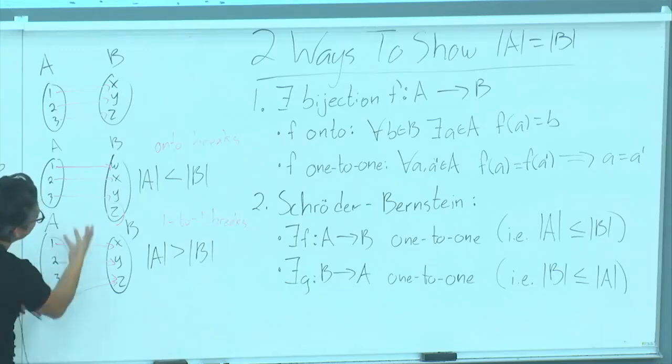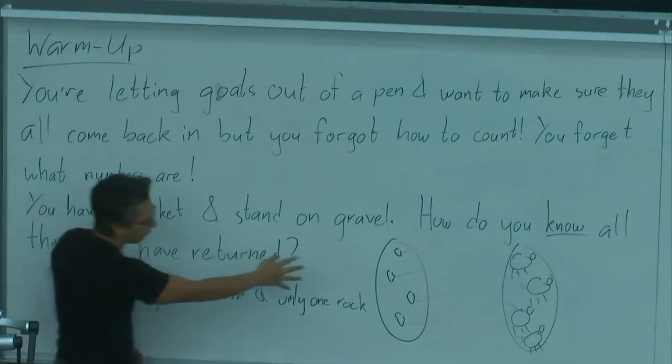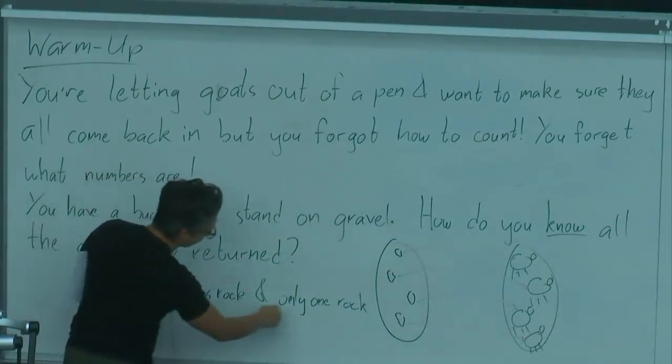So this is a way to talk about sets being the exact same size. For finite sets, it's nice. There's a nice picture to it. We're going to start talking about it for infinite sets. Real quick, though, back to this original example. The reason why we said this mapping works is because each goat has a rock and only one rock.